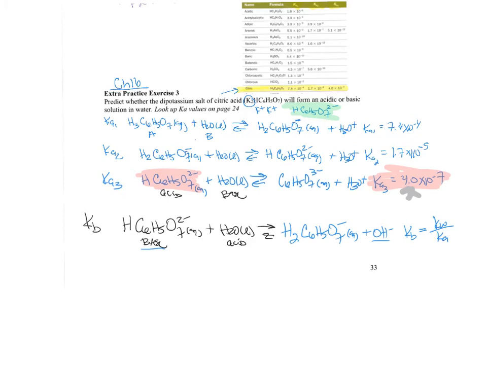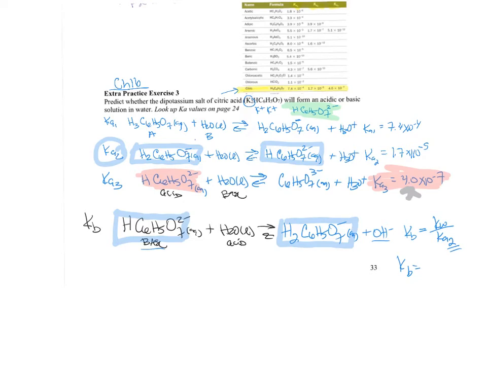So the key is to look and figure out which Ka equation gives me the relationship between the H2C6H5O7 minus and the HC6H5O7 2 minus. So I can see the Ka that does that is my Ka2. I have the minus 1 ion and the minus 2 ion. So that means I'm going to be dividing by Ka2. So Kb is Kw, the constant, divided by Ka2.